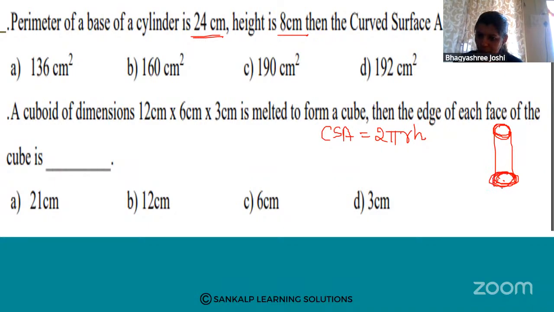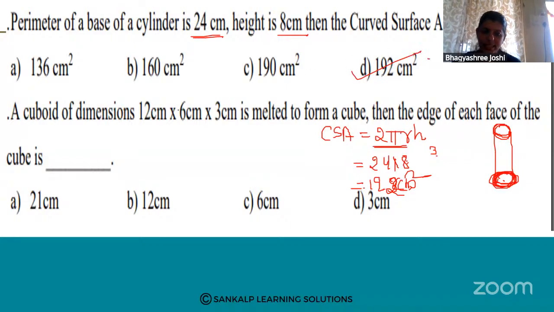Here they have given the perimeter of this circular base, that is, in other words, it is the circumference of the circle. So 2 pi r, circumference of the circle is 2 pi r. 2 pi r value they have given, that is 24, and h value, that is height, is 8 centimeters. So 24 into 8, that is 8 4s are 32 and 8 2s are 16, 192 centimeter square, right? 192 centimeter square. So option D is right.